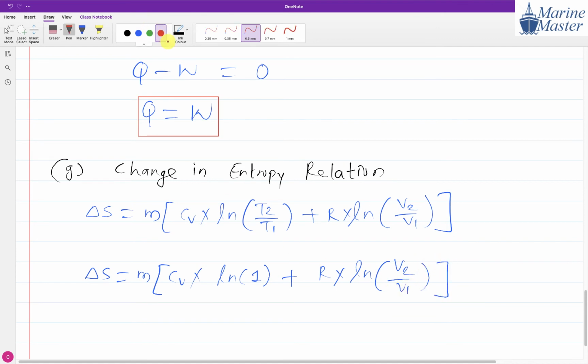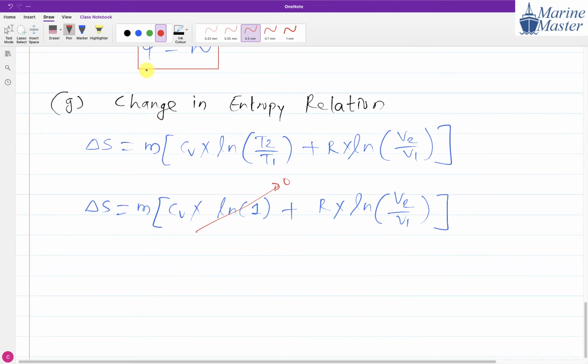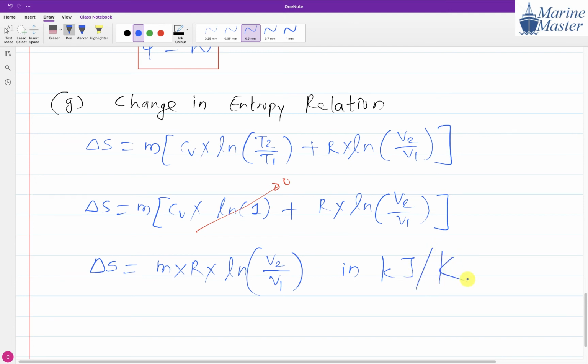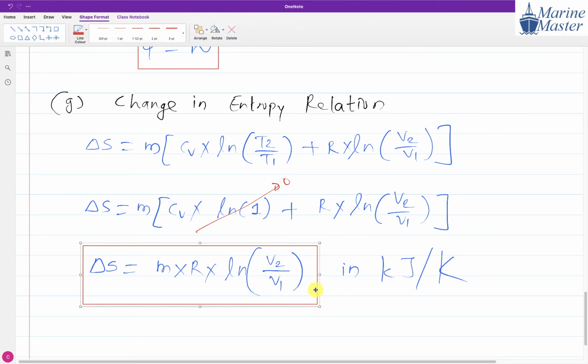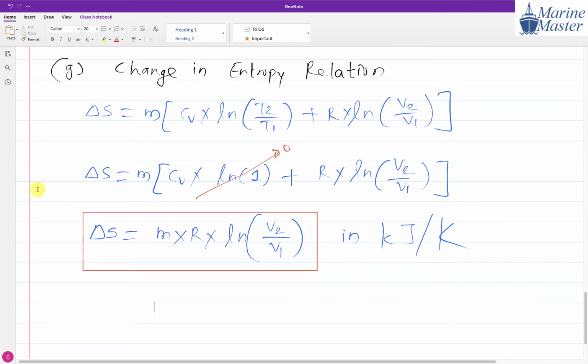0. Ln of 1 value is 0. So this entire term, MCV ln of 1, will be 0. So what will be the change in entropy for an isothermal process? Delta S will be MR ln of V2 by V1. And it will be in kilojoules per Kelvin. If we are taking mass as 1 kg, then we will say per kg Kelvin. Otherwise, only kilojoule per Kelvin. So please write down this discussion for the change in entropy relation.